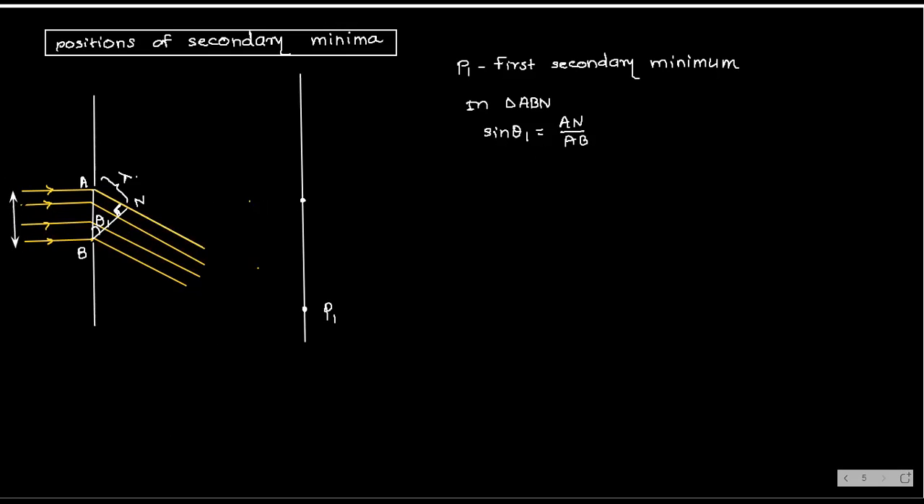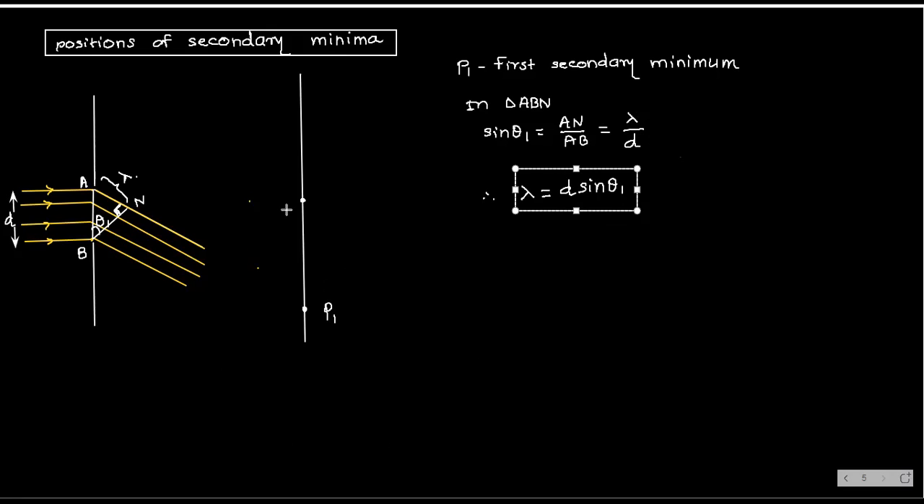Already in the previous diagram also I showed you this slit width, which we have taken as small d. So sine theta 1 is equal to AN divided by AB. AN is lambda and AB is d. And therefore what we are getting now? Lambda is equal to d sine theta 1. See in the diagram. Right?